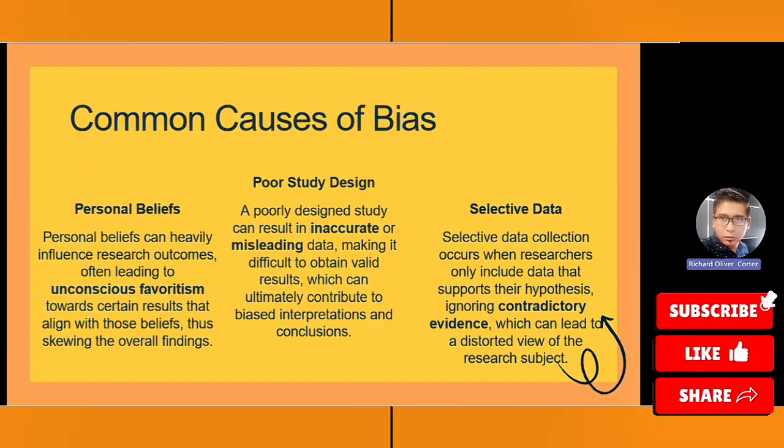Common causes of bias, personal belief. Meron kang opinion about the research and sinulat mo sa iyong research. So, personal belief can heavily influence research outcomes. So, dapat objective. Hindi ka dapat subjective. Sometimes, unconsciously, meron kang favoritism, meron kang favorite na site, favorite option. So, mas maraming writings mo doon. Example, you are researching on same-sex marriages. Social science na research. Meron kang personal belief about the same-sex marriages. So, baka mahaluan ng personal opinion yung sinusulat.